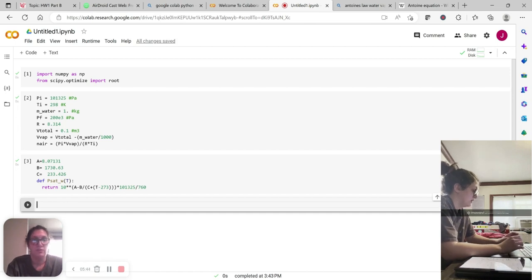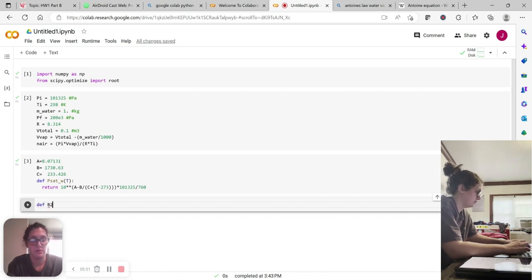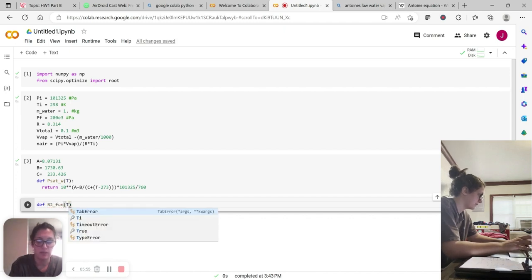So now we're going to define another function. I'm going to call it b2 underscore fun, again as a function of T.